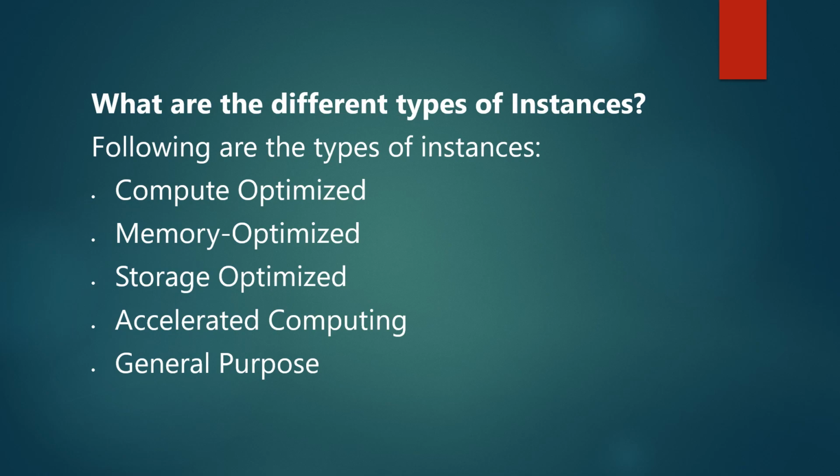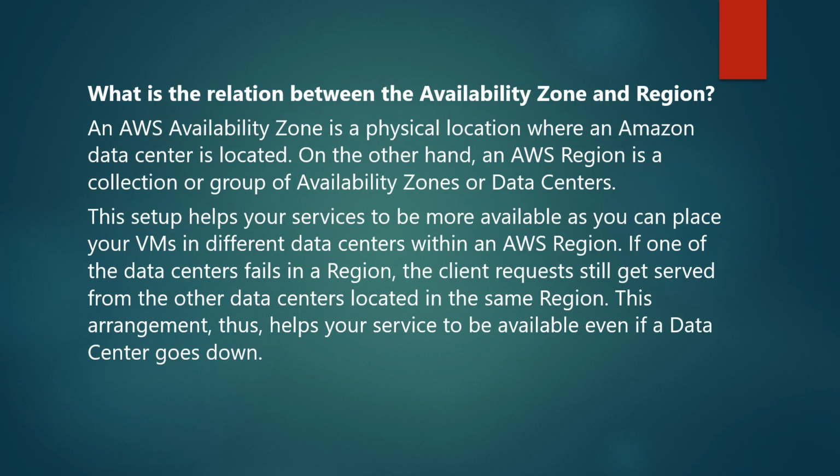What are the different types of instances? Following are the types of instances: compute optimized, memory optimized, storage optimized, accelerated computing, general purpose. What is the relation between the availability zone and region?